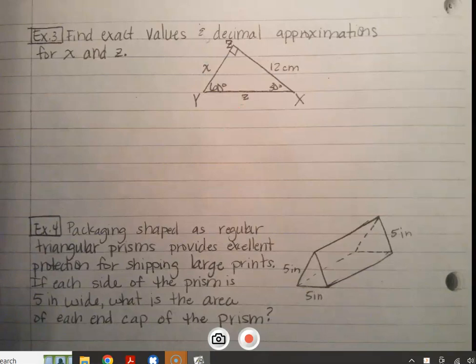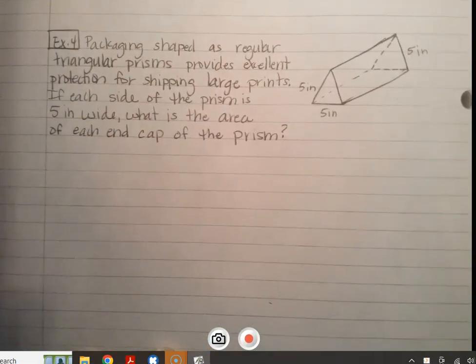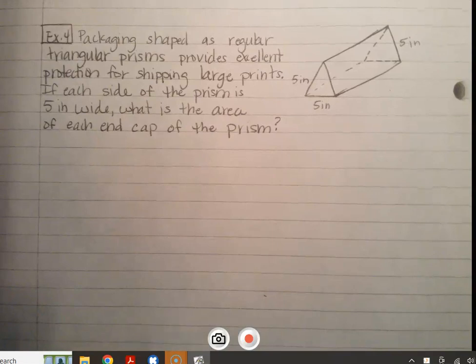All right, and let's try our last one, example 4. Packaging shaped as regular triangular prisms provide excellent protection for shipping large prints. If each side of the prism is 5 inches wide, what is the area of each end cap of the prism? Okay, so we've got it labeled. We've got this wonderful prism. We're going to use that theorem 7.4.3, where the area of an equilateral triangle is the square root of 3 divided by 4 times the side length squared.